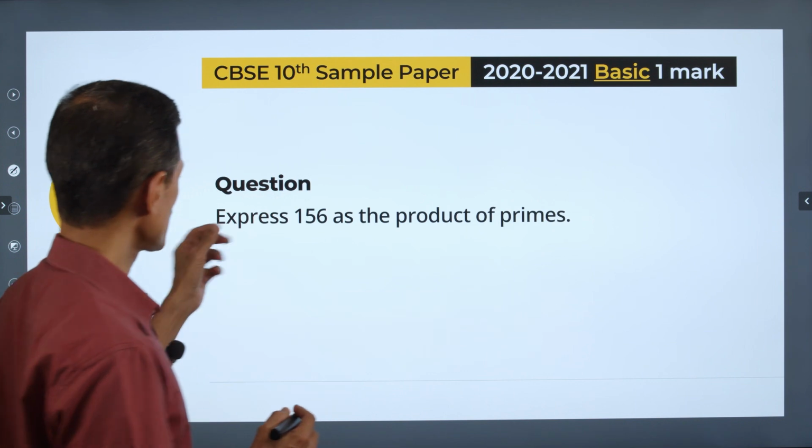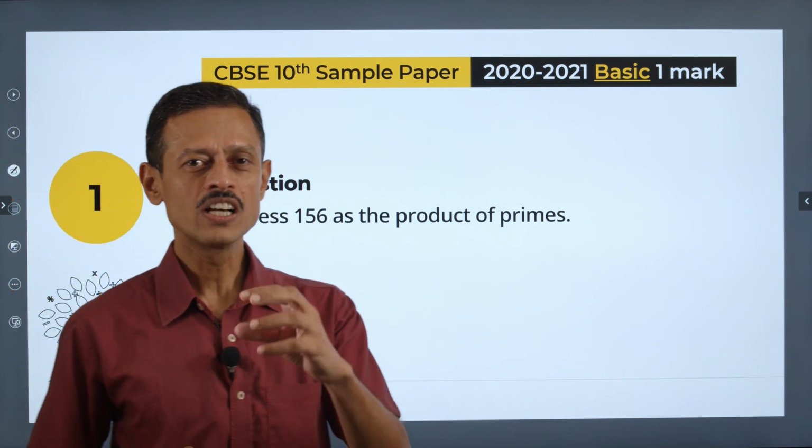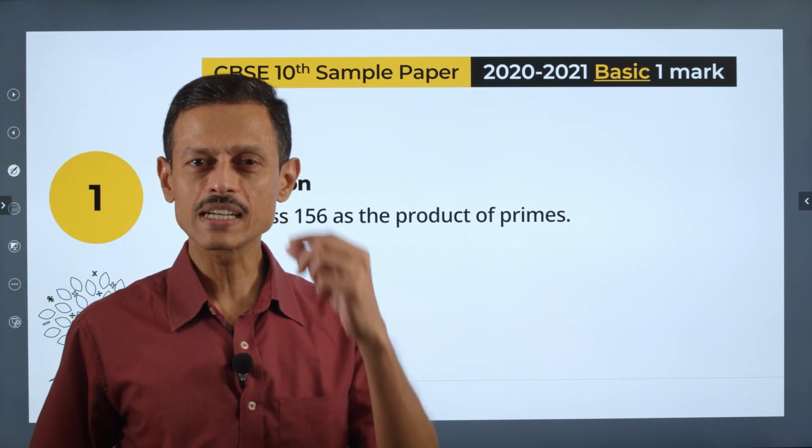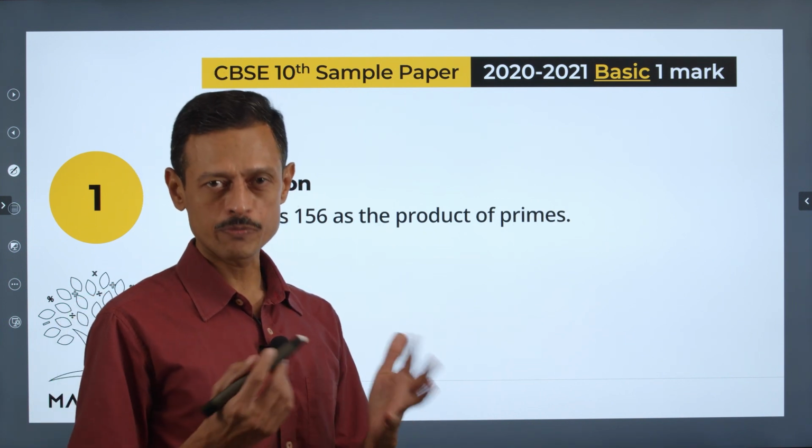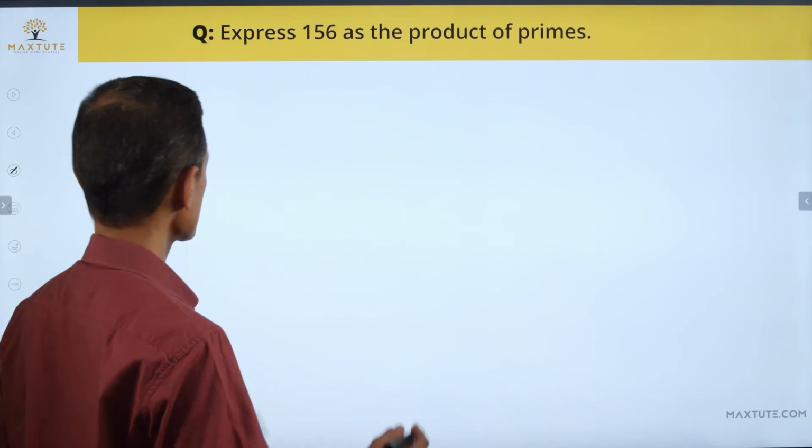Right, let's get started. The first one, again all of these are 1 mark question. So, time it should take us is probably 1 minute to solve each of these questions. Express 156 as a product of primes. Let's get started. 156 is an even number.